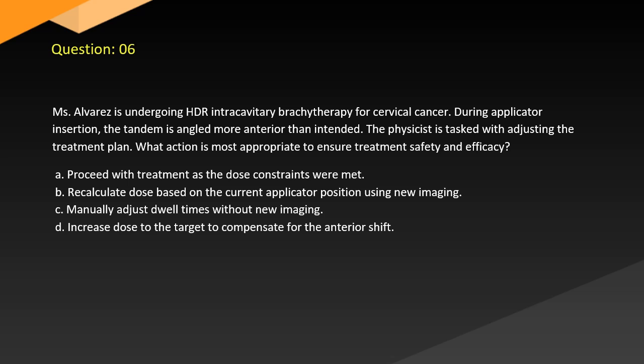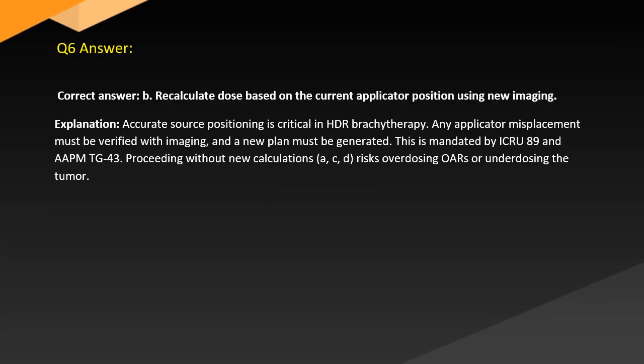C. Manually adjust dwell times without new imaging. D. Increase dose to the target to compensate for the anterior shift. Answer. Correct answer: B. Recalculate dose based on the current applicator position using new imaging.